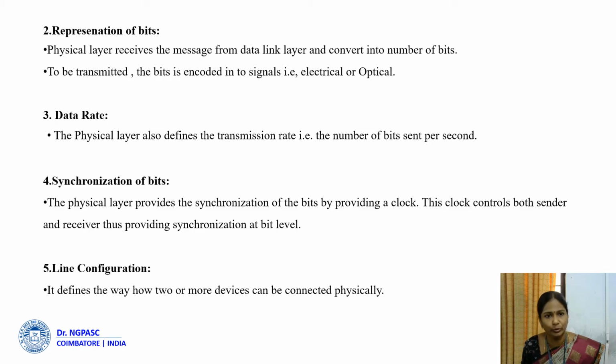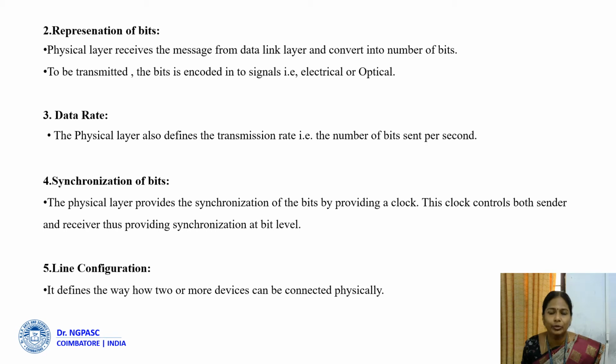Next, we move to representation of bits. The physical layer receives the data from the upper layer, called the data link layer, and converts it into a number of bits, because the machine can understand only binary numbers. For that reason, our language is converted into bits. Whenever it is to be transmitted, the bits are converted into signals, either electrical or optical signals. The physical layer uses a concept of encoding, that is, how zeros and ones are converted into signals.